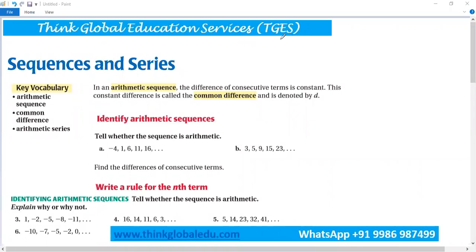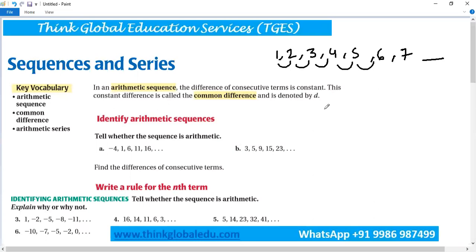We'll discuss arithmetic sequence in this video. So first thing is, what is arithmetic sequence? If we look at a sequence, a pattern, 1, 2, 3, 4, 5, 6, 7, and so on, the difference between the consecutive terms is always 1.